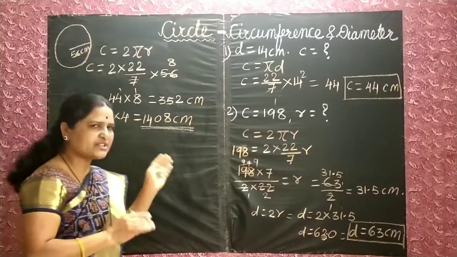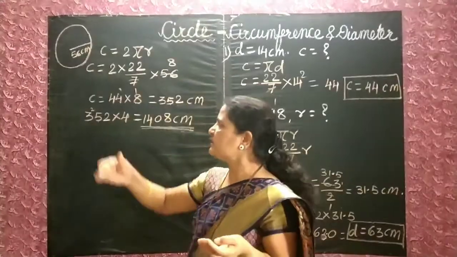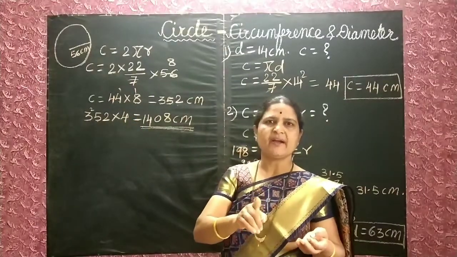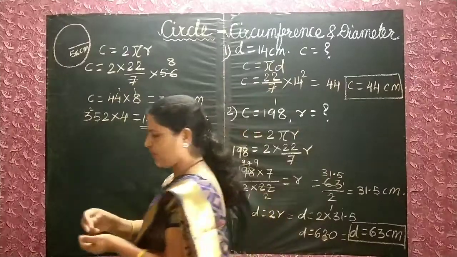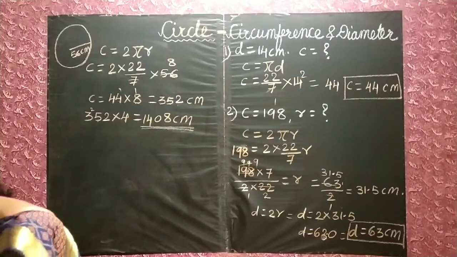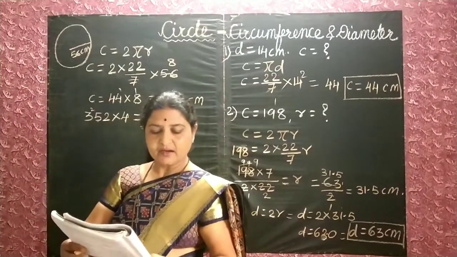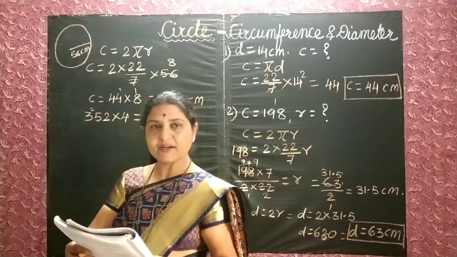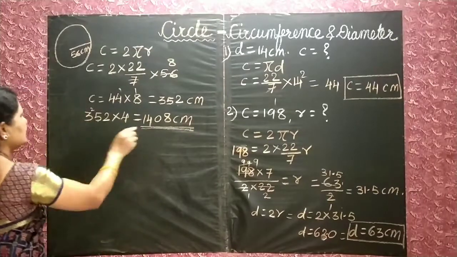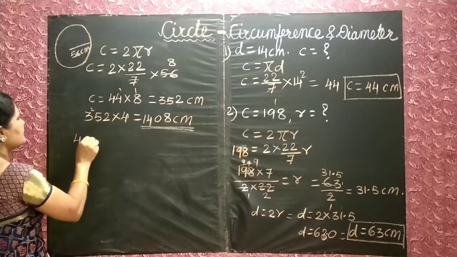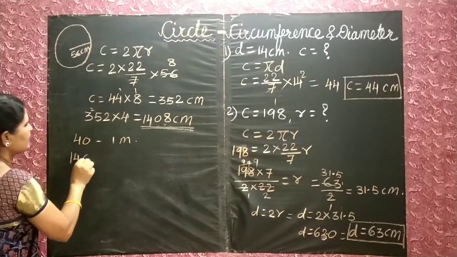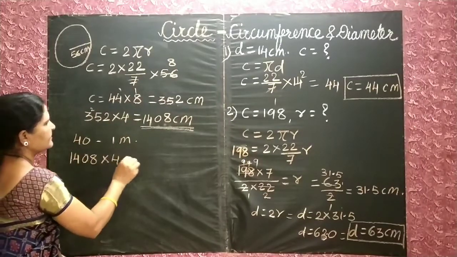But what question do they ask? How much cost will be required for fencing the garden? And the cost of 1 meter of wire is given. How much is it? 40 rupees per meter, it is given, around this garden at the rate of 40 rupees per meter. So 40 rupees are required for 1 meter. Then how much rupees are required for this? What do we have to do? We have to multiply it by 40.